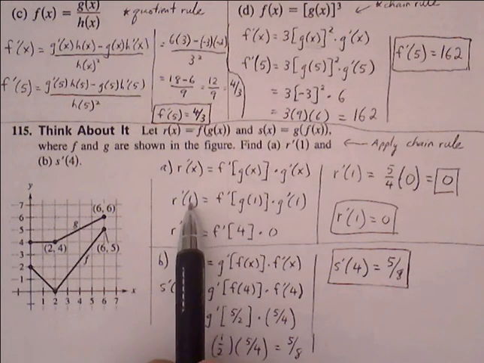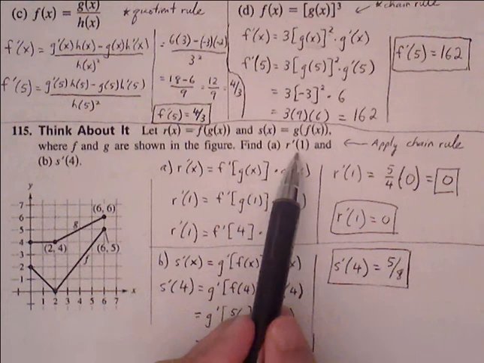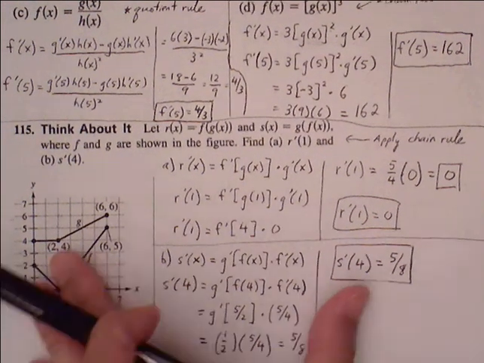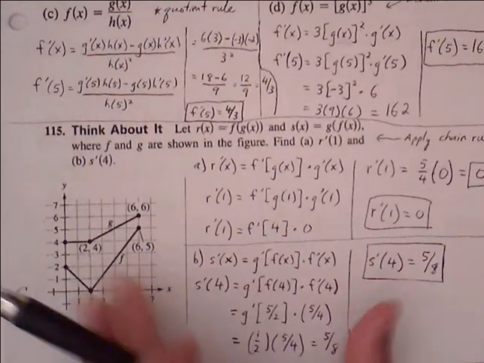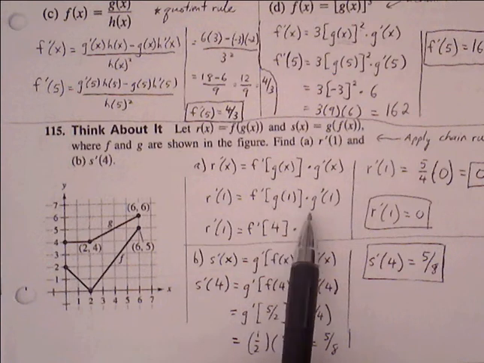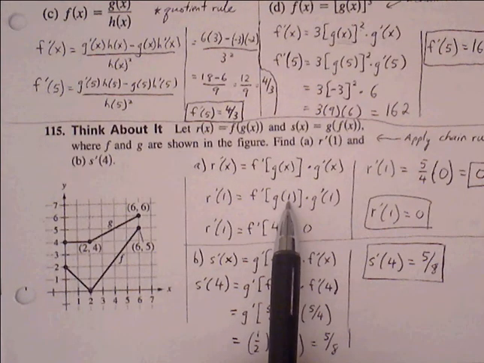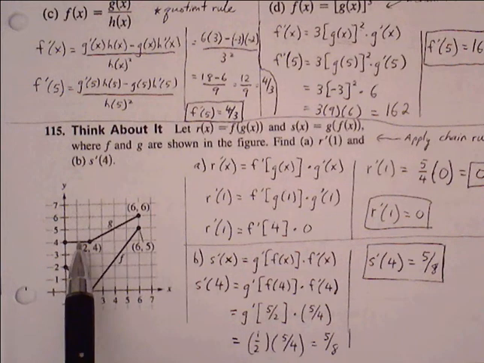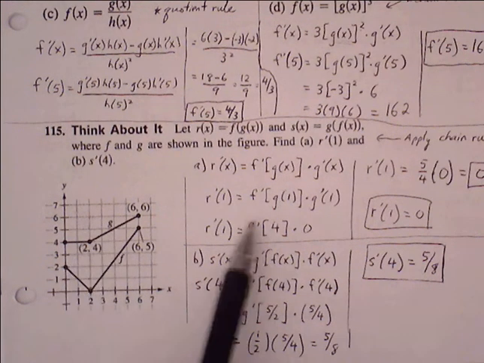Replace every x with 1, since we're trying to find r prime of 1. So now we have to refer to our graph to continue to find values for this. Let's start off with g of 1. So here's my g graph. G of 1 is going to be this point here. This point is 4, so replace g of 1 with 4.